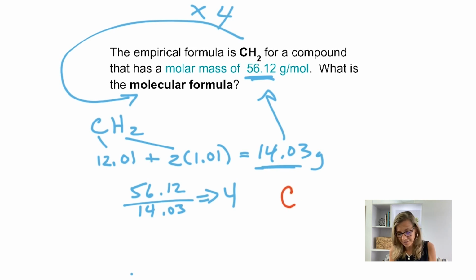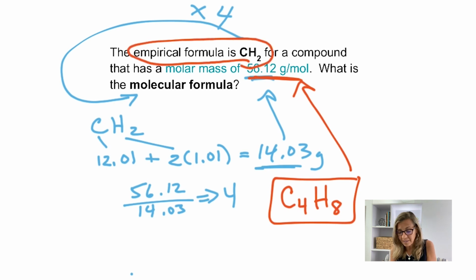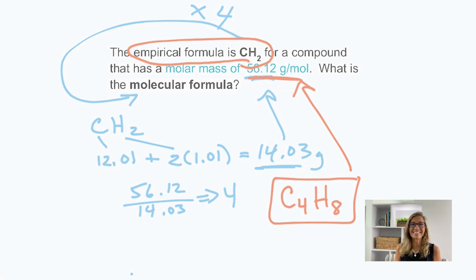So what I want to do is multiply that empirical formula by 4. So here's my answer. C4H8. That is a molecular formula that has that molar mass, and it also has an empirical formula of CH2. So there's a difference in empirical formula and molecular formula. I hope this helps. You can do chemistry.